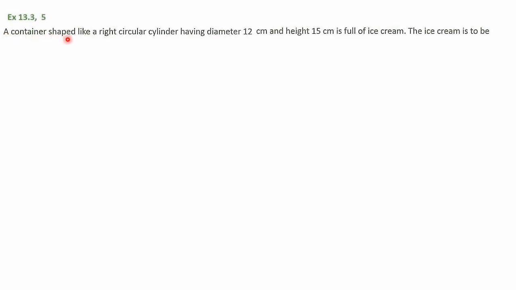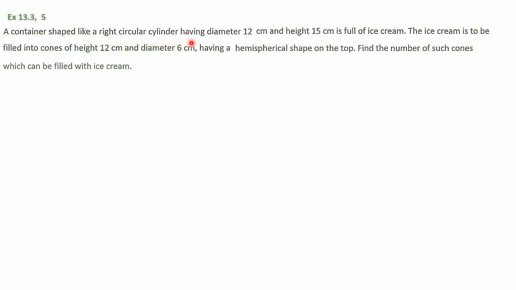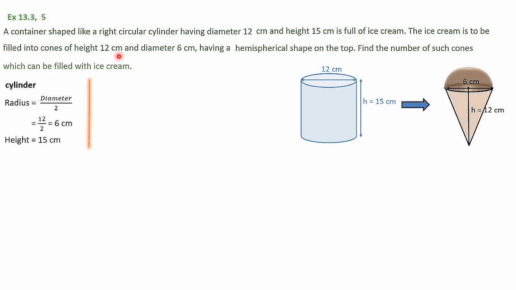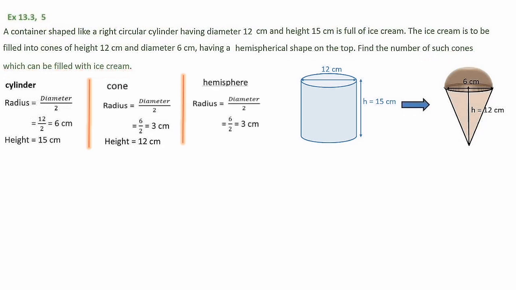Exercise 13.3, fifth question. A container shaped like a right circular cylinder having diameter 12 cm and height 15 cm is full of ice cream. The ice cream is to be filled into cones of height 12 cm and diameter 6 cm having a hemispherical shape on the top. Find the number of such cones which can be filled with ice cream.